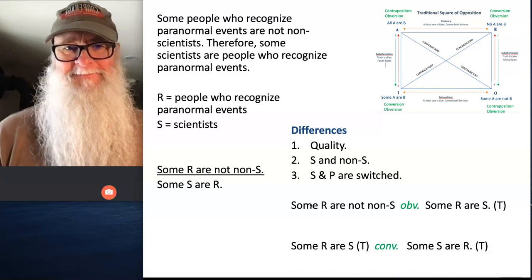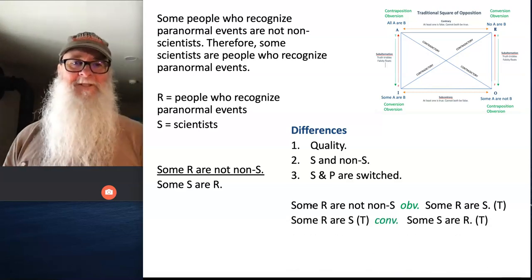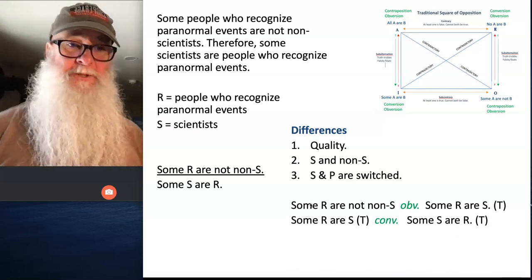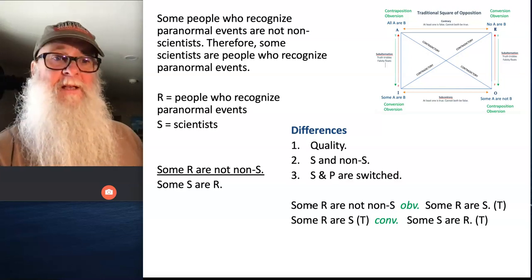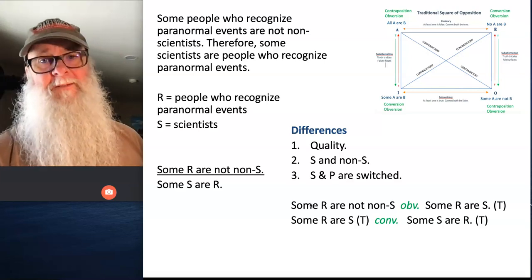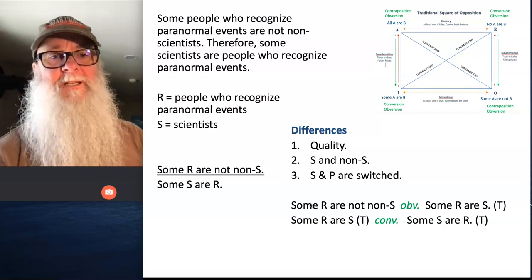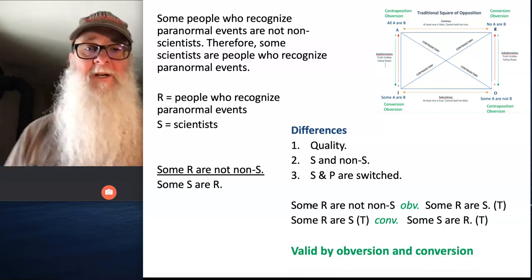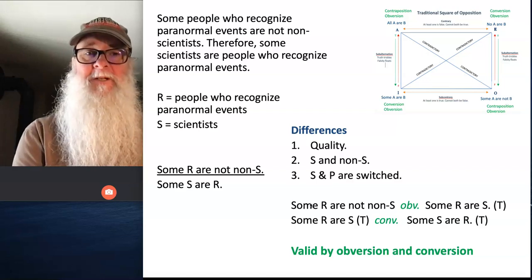Did you say conversion? Exactly. If I convert some R are S, knowing that that statement would be true by obversion from the previous statement, then some S are R would also have to be true. And that's exactly what the conclusion statement says. And so therefore, we've proved this argument valid by obversion and conversion.